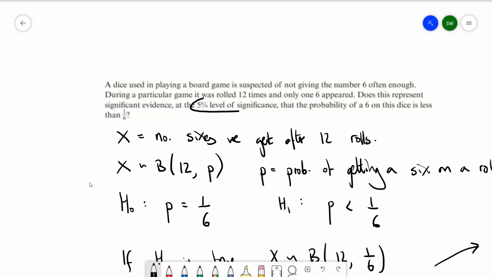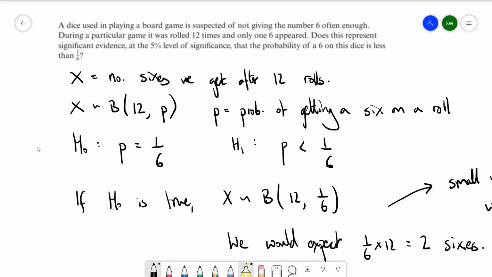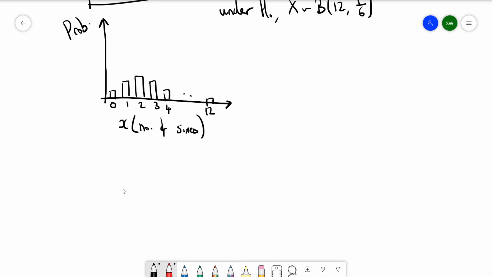And it's 5% because our significance level is 5%. Well, we rolled the dice and only one 6 appeared. So that means we're here in the distribution. Okay? So we've got to work out, is this in the left 5% of the distribution? And that'll tell us whether it's in the critical region.